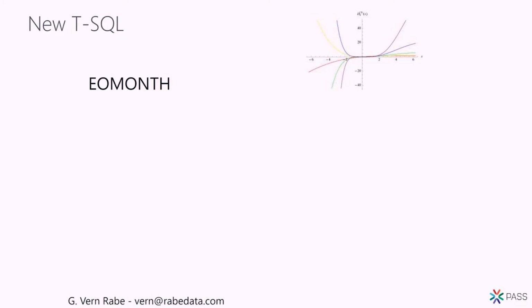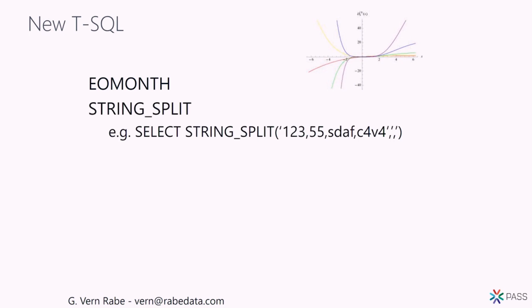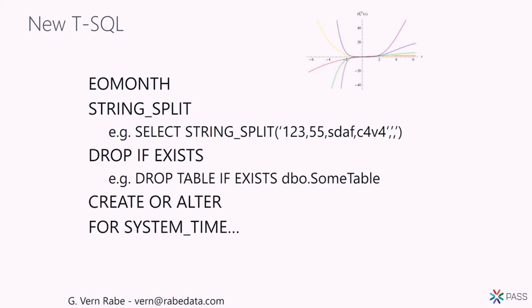EOMONTH, a new function. I don't know how many times I've had to write, okay, here's a date, go to the first of the month, add a month, then subtract a day, and I got to the end of the month. Now we have a function to give us that. STRING_SPLIT is nice, and Aaron Bertrand has done some testing, and it actually performs pretty well. DROP IF EXISTS, CREATE OR ALTER, and FOR SYSTEM_TIME are all new functions in 2016 or newer.